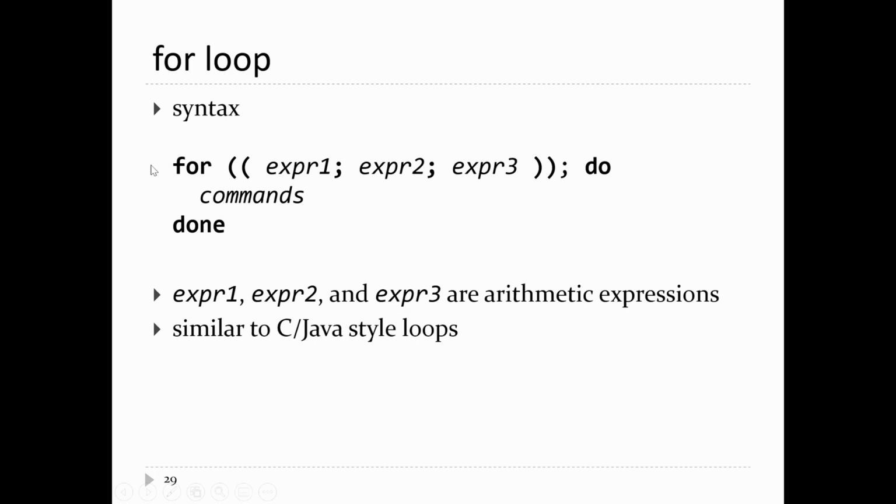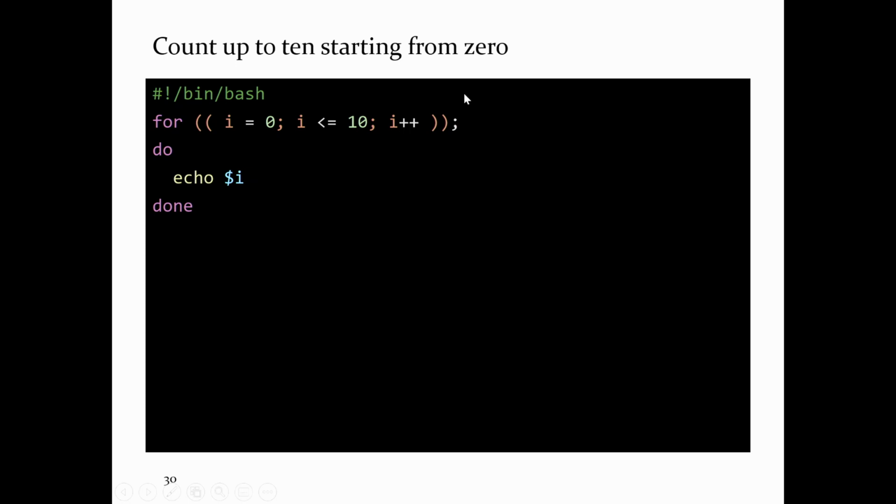Okay, the second for loop is basically the Java style for loop. So in Java, you would write for int i equals 0, i is less than something, i plus plus. This is the exact same thing, except now you use the arithmetic expression, the double round brackets. And that should be very familiar to you. So that's reading for i is 0, i is less than or equal to 10, i plus plus. So that'll count up from 0 to 10: 0, 1, 2, 3, 4, 5, 6, 7, 8, 9, 10.